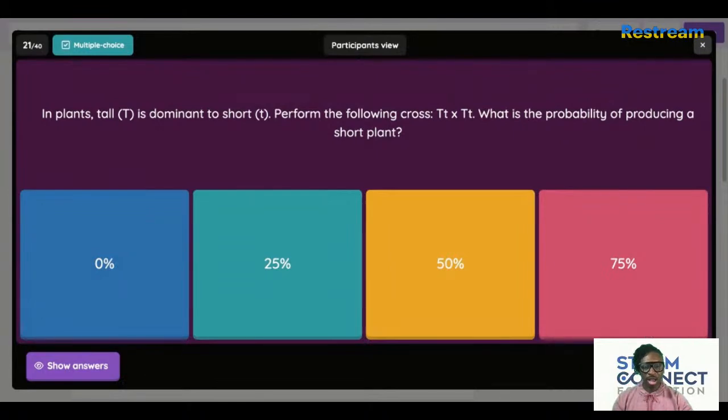That is correct, 25%. Now, just for your memory, anytime you have two heterozygotes that cross, the option of getting a short or the recessive trait is always going to be 25%. The option of getting the dominant trait, in this case tall, is always going to be 75%. So 75% tall, or whatever that dominant trait is, 25% short, or whatever that recessive trait is. You don't even have to think about it. If both parents are heterozygous, it's 75 to 25 every time.